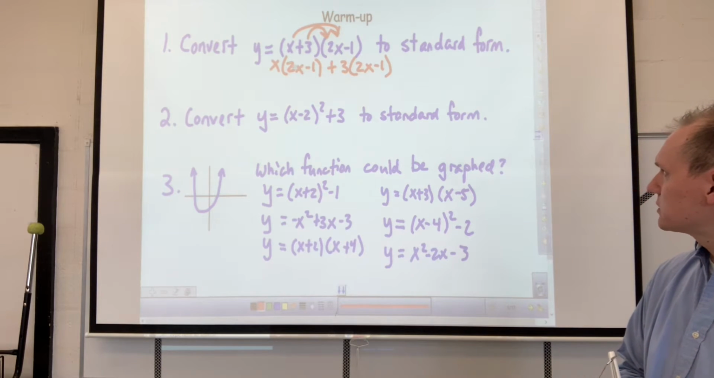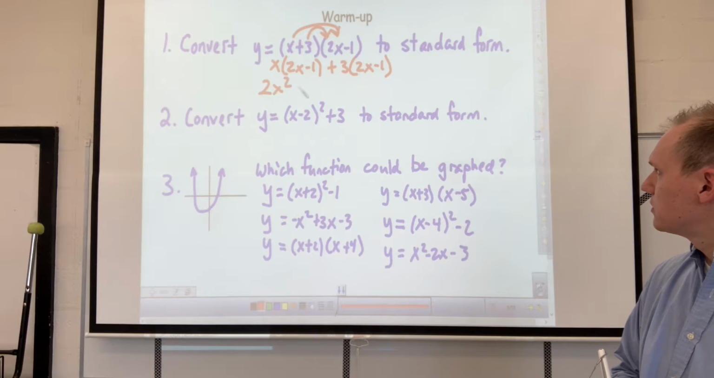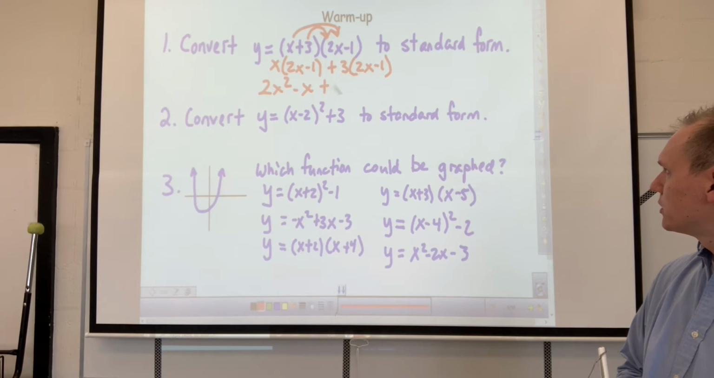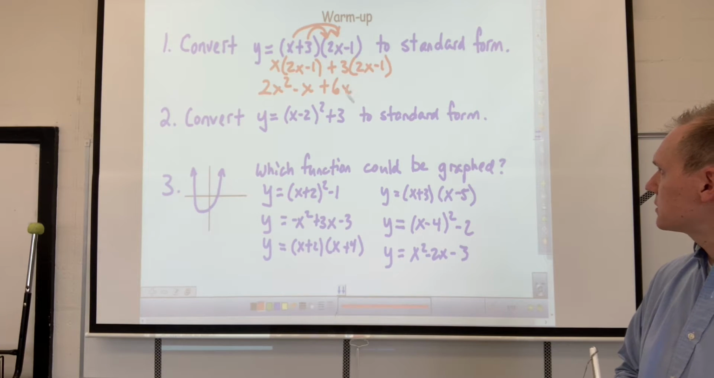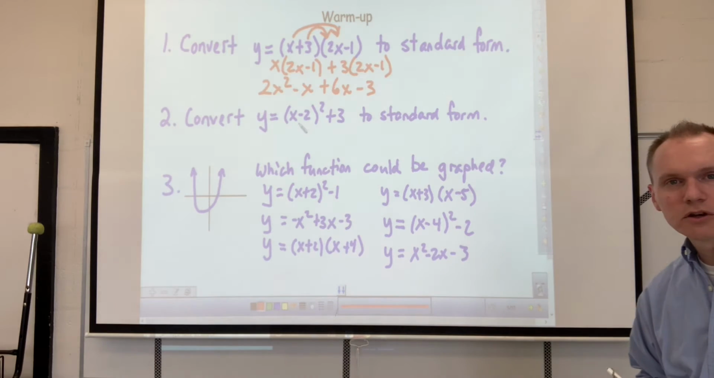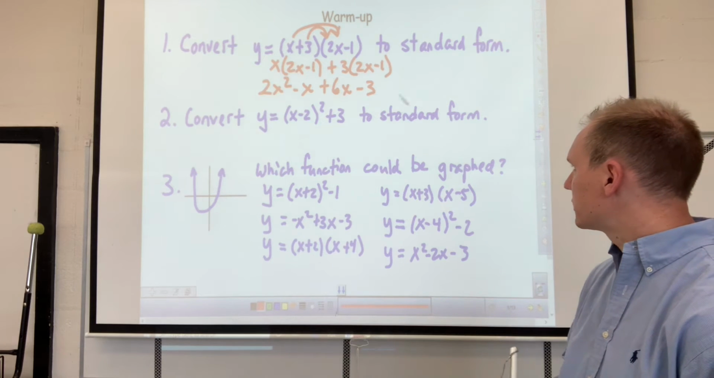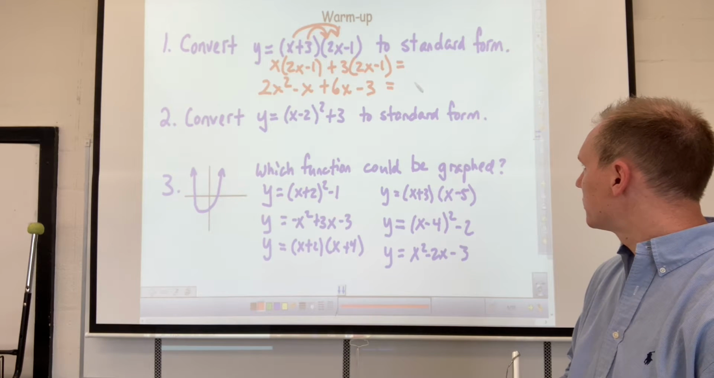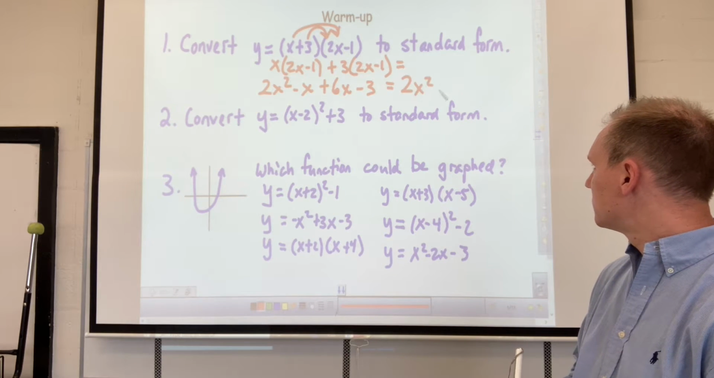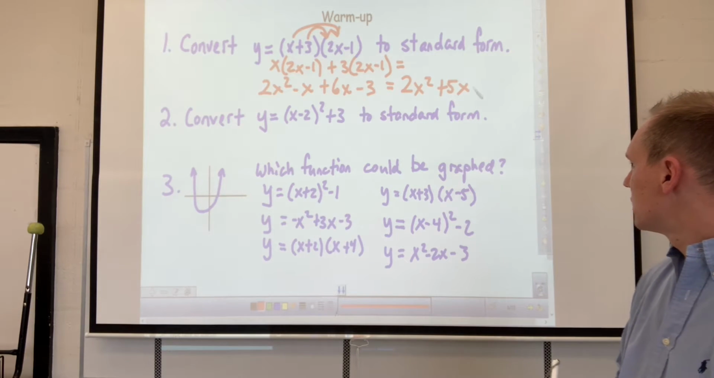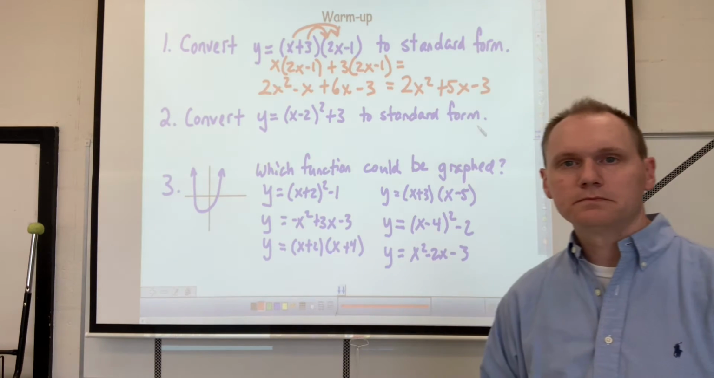So if we distribute the x in here, we're going to get 2x squared minus x plus 6x minus 3. And so when we combine like terms there, those 2 middle terms are like terms. So we're going to end up with 2x squared plus 5x minus 3.